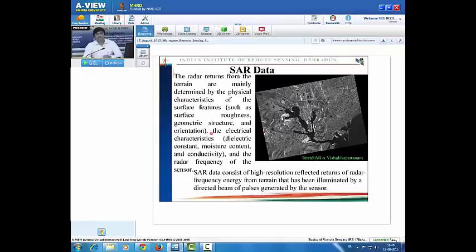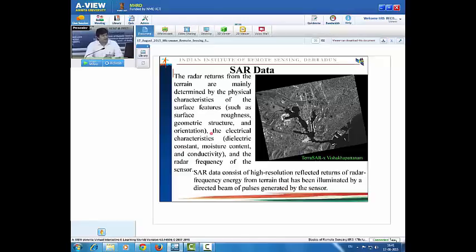When we see the SAR data, this is the SAR data set of TerraSAR-X for Visakhapatnam port. This data set is freely available on the website of TerraSAR-X, and one can download and process this data set also.